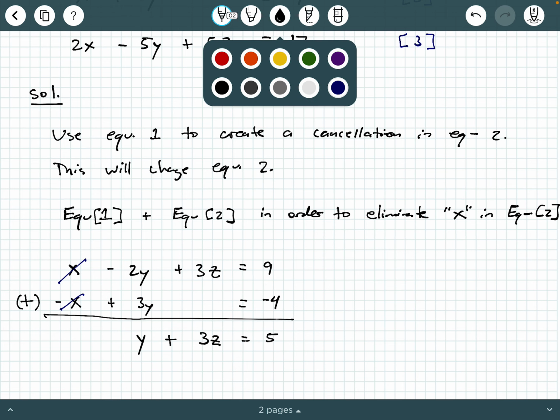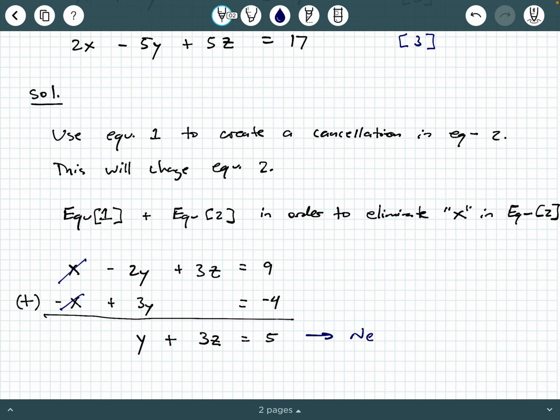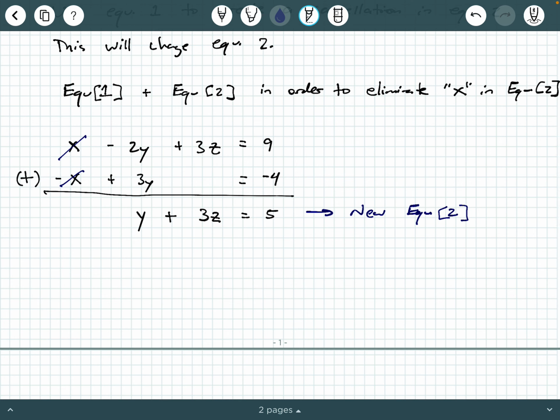Now, this is going to be the new equation 2, okay? So look at my wording here. I said use equation 1 to create a cancellation in equation 2. This will change equation 2. And so what we did was we said equation 1 plus equation 2 in order to eliminate x in equation 2. So we have basically formed a new version of equation 2, okay? Now, we're going to keep equation 1 the same, okay?